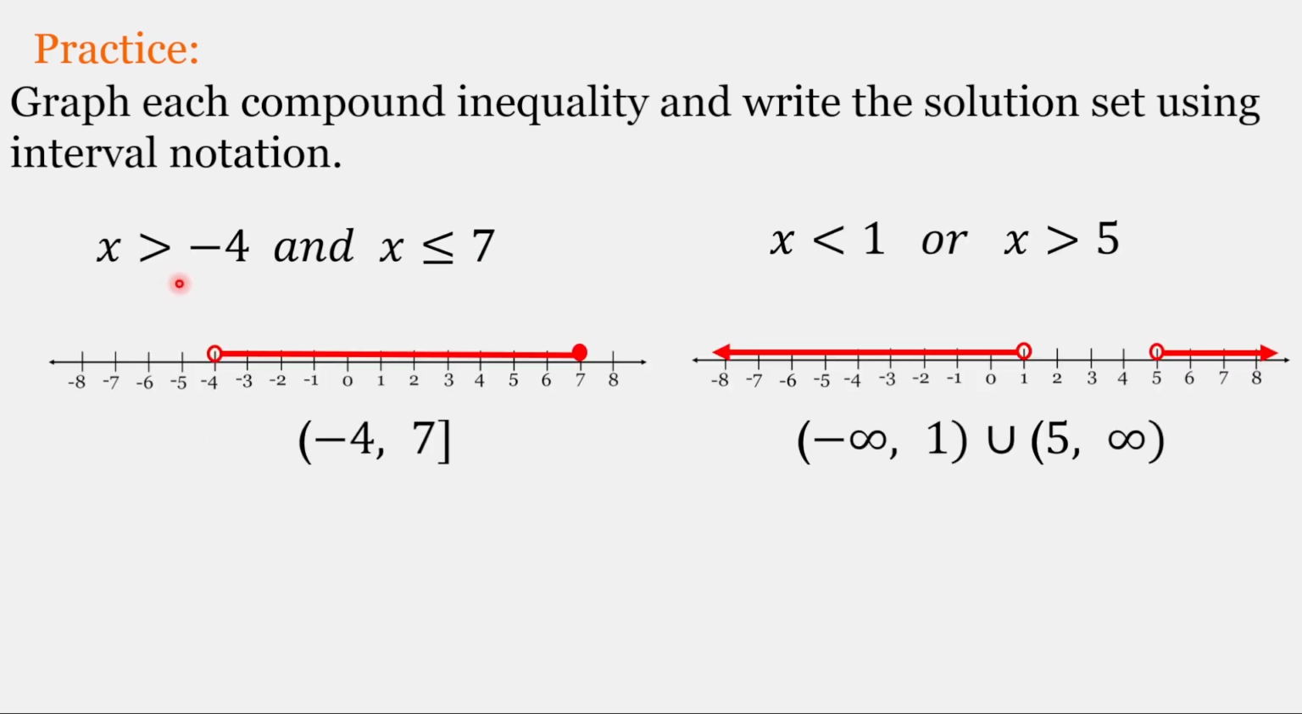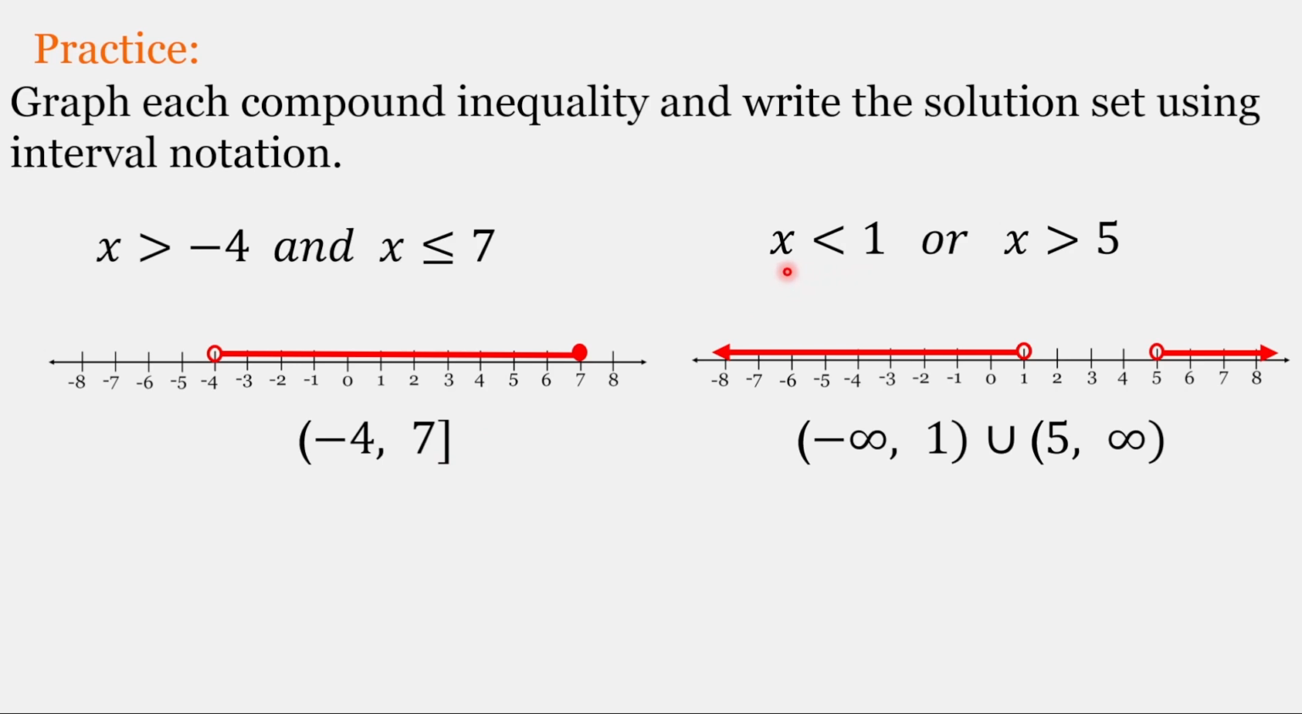Okay, so for this first problem, graphing this, we have x greater than negative 4 and less than or equal to 7. So this is the interval from negative 4, not including negative 4, so we'll use a parenthesis, to 7. And 7 is included, so we have a bracket.